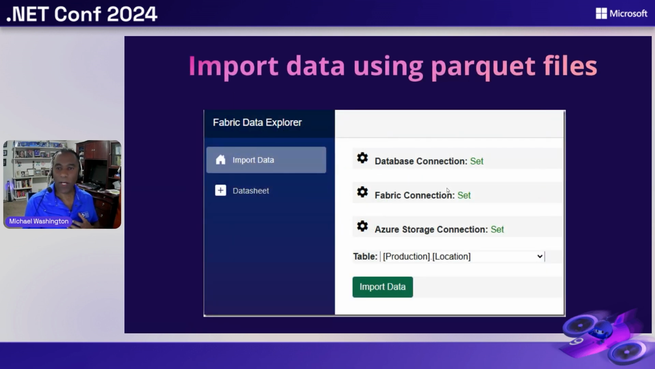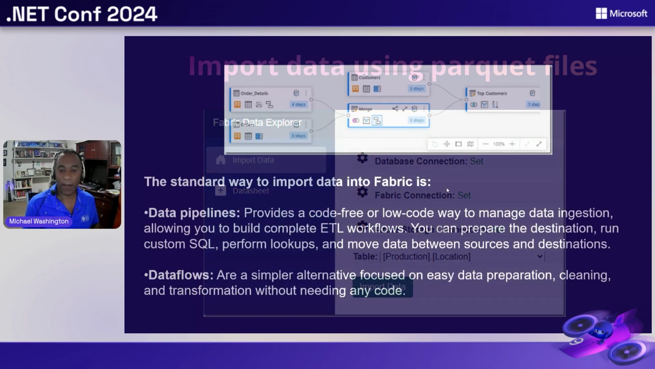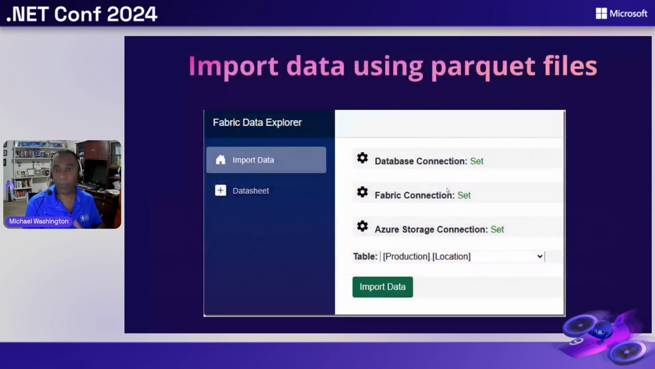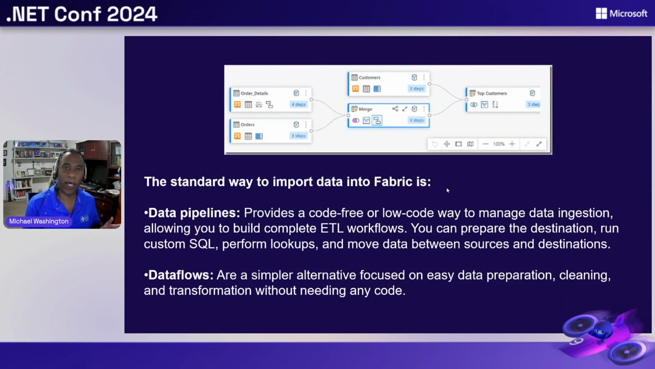Okay, so how I am able to get data into the Fabric warehouse quickly using this program is I have this import data tab, and this is how you import it. However, I just want to have a quick slide to show you how people normally get data into Fabric, and that is they usually use pipelines.